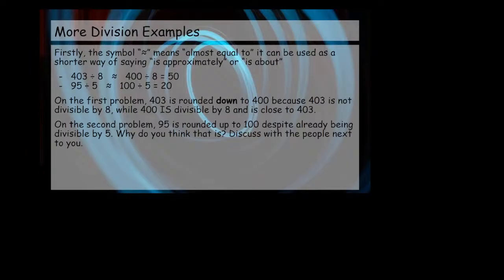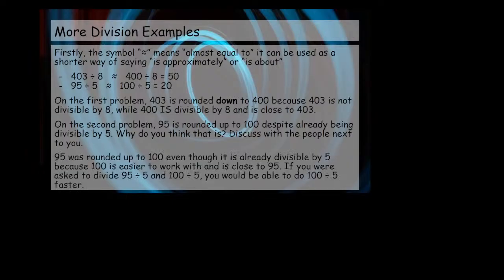Okay, let's discuss together now. 95 was rounded up to 100, even though it is already divisible by 5. That's because 100 is easier to work with and it is close to 95. Because it is close to 95, we were able to round it up, because if it ends in a 0, it's easier to work with than if it ends in a 5. Although zeros and fives in the ones digit place are already easy to work with, it's much easier when there's a 0 in the ones digit place.